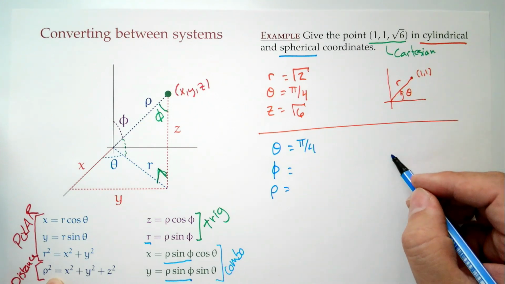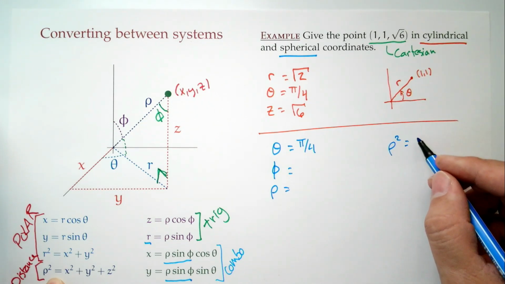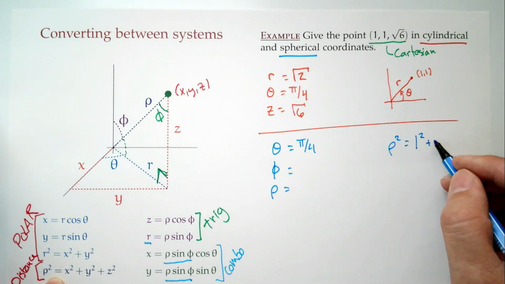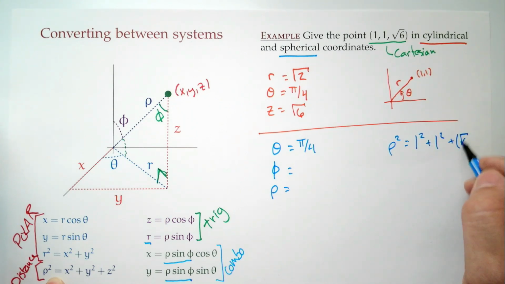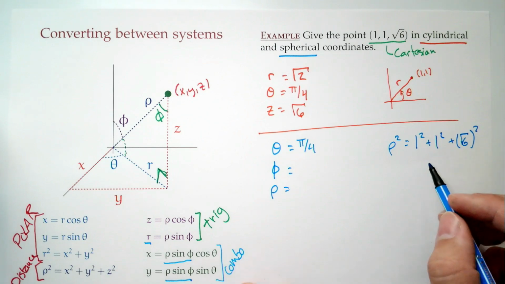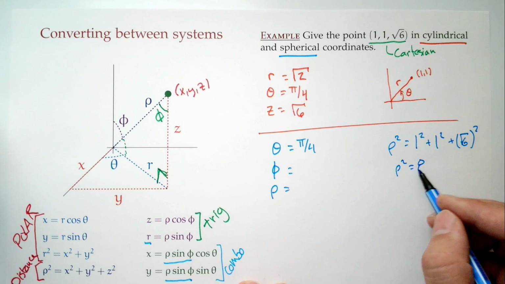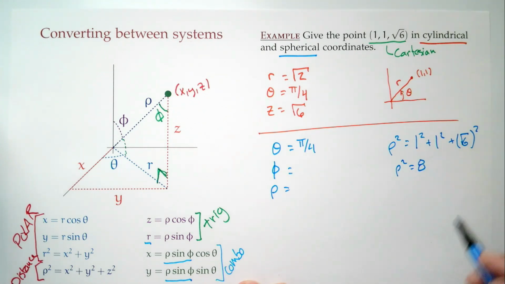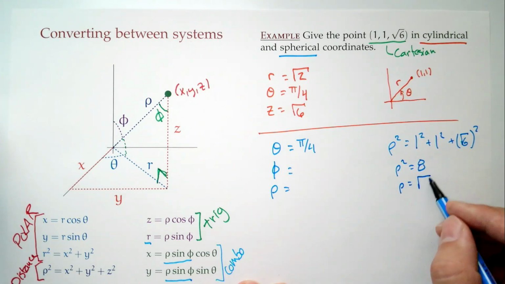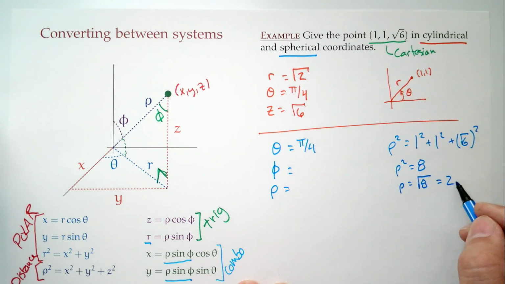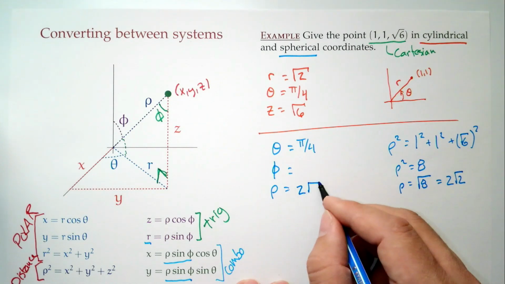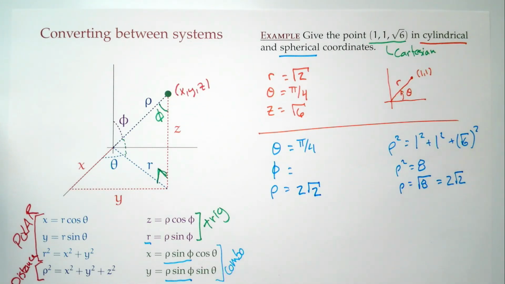So what we can do is we can say rho squared, that's x squared plus y squared plus z squared. All right, so that's 1 plus 1 plus 6. So that says rho squared is 8. So what will rho be? Square root of 8. Also known as 2 root 2, because 8 has a factor 4 I can pull out. All right, 2 down, 1 to go. Phi. Well, what can we do?